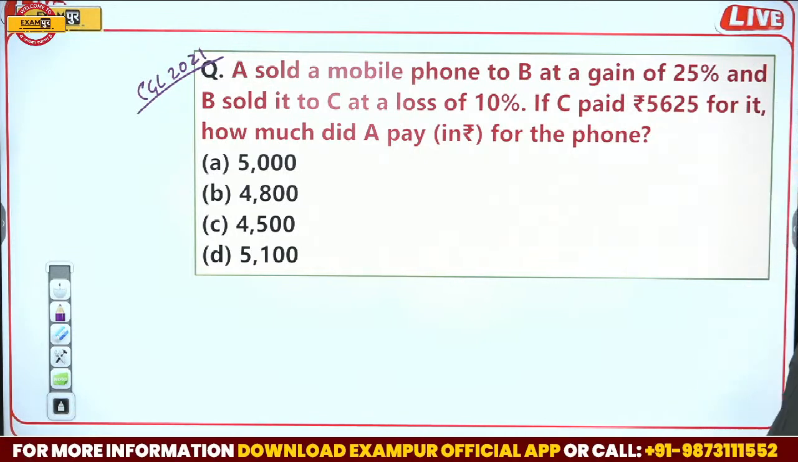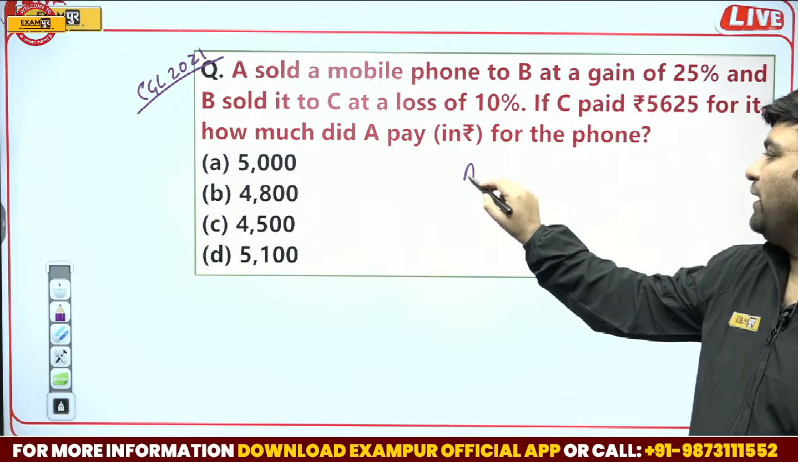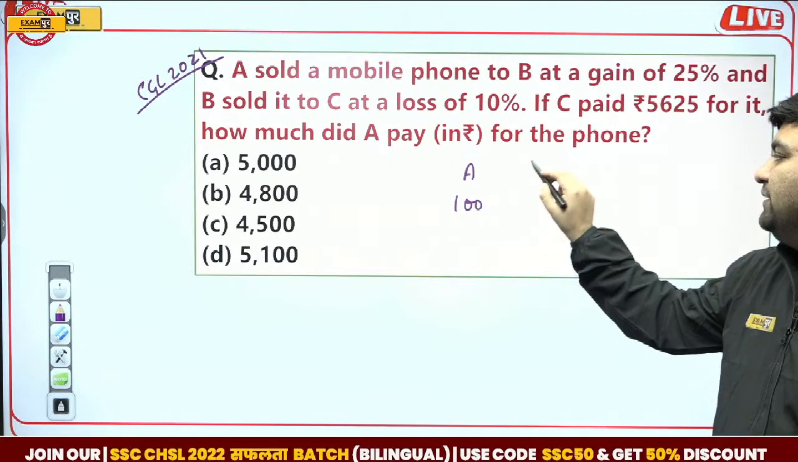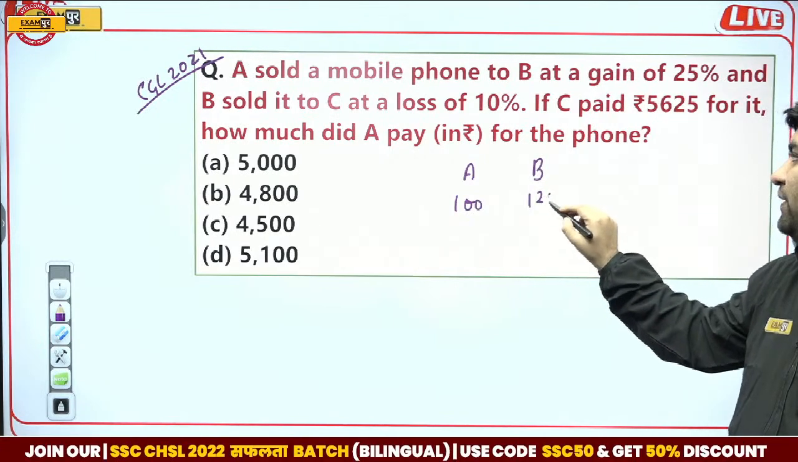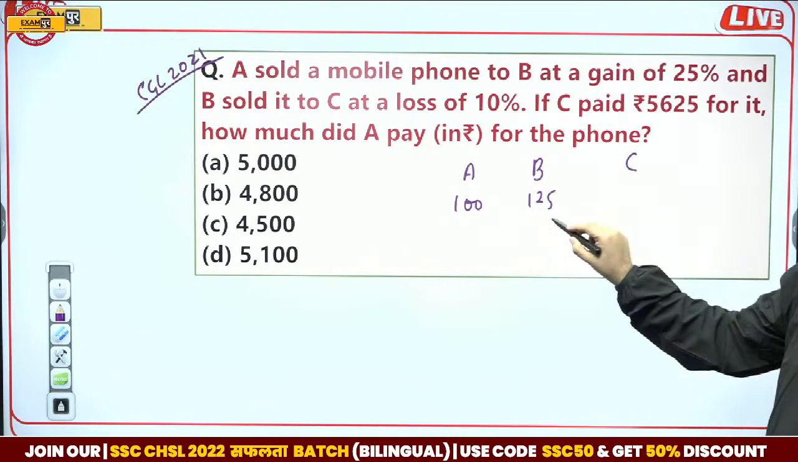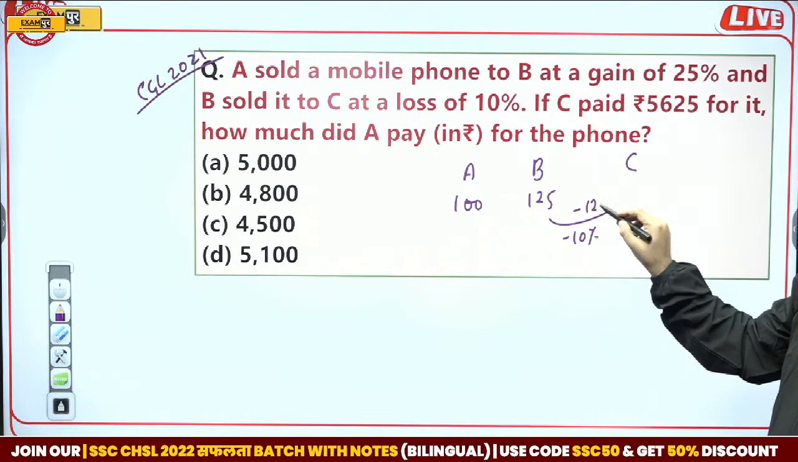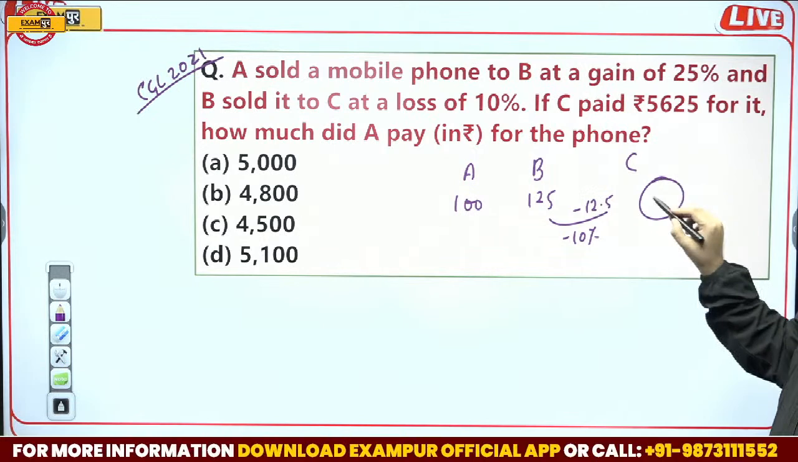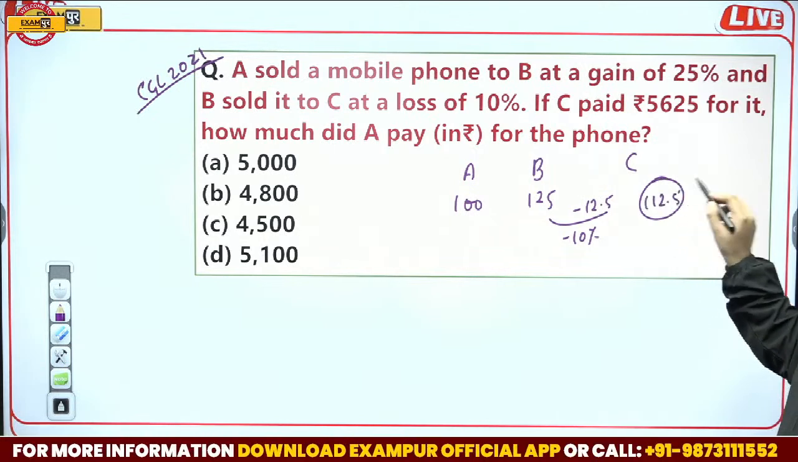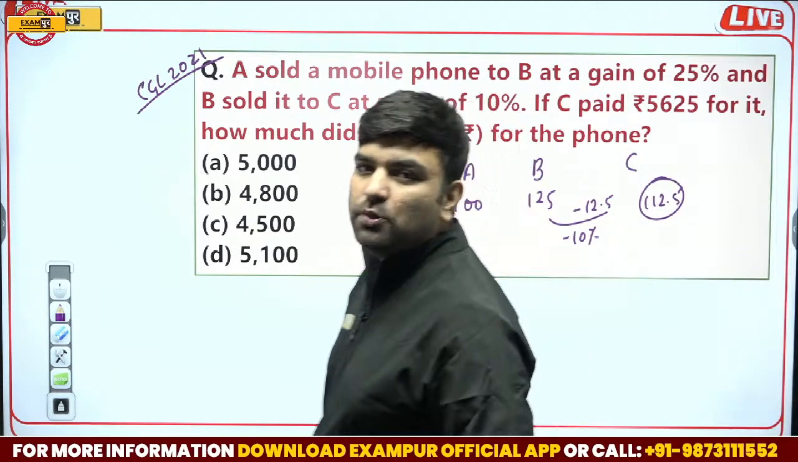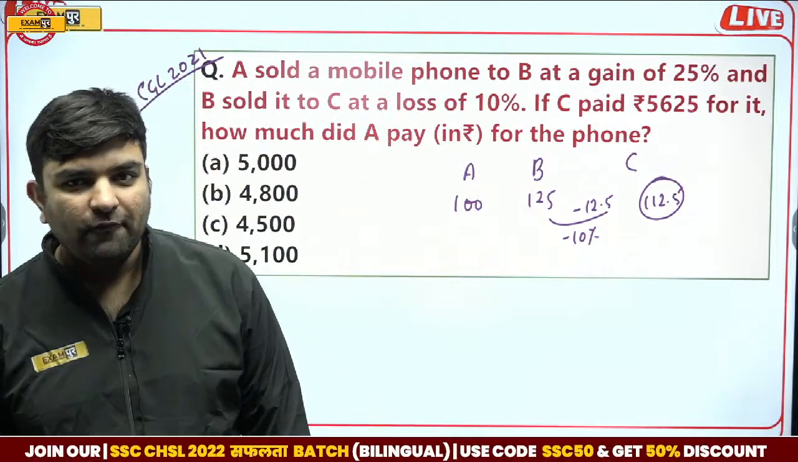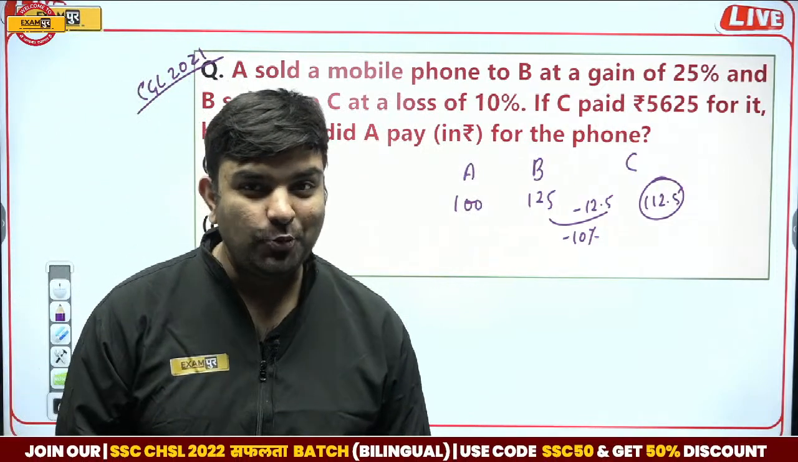A sold the phone to B at a gain of 25%. So for A, let the CP is 100. Then for B, the CP is 125. And then C is selling at a loss of 10%. And 10% loss is a loss of 12.5. So for C, the CP is 112.5.